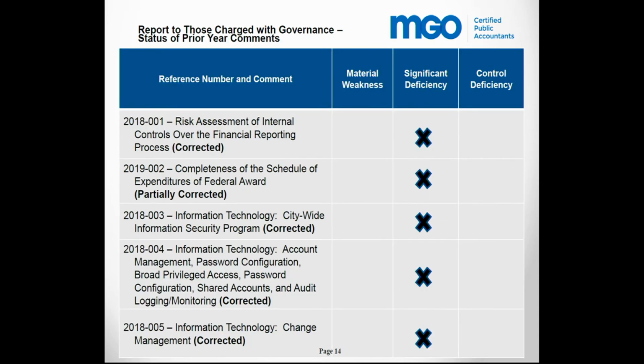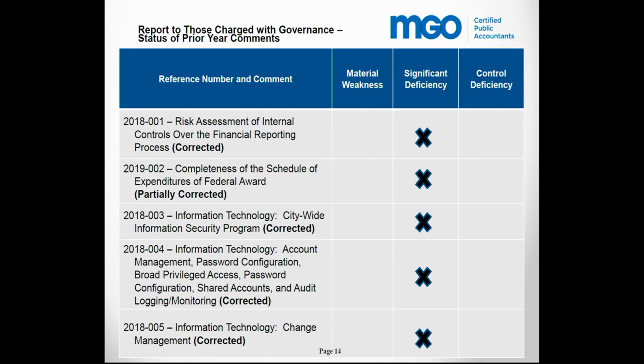And then on the next slide is our status of prior year findings. We always follow up on the previous year's findings and let you know if they've been corrected or if it's an ongoing issue. And so I'm really happy to report that 4 of the 5 have been corrected, and 1 is in process, and that was because of the schedule finding that we had this year.